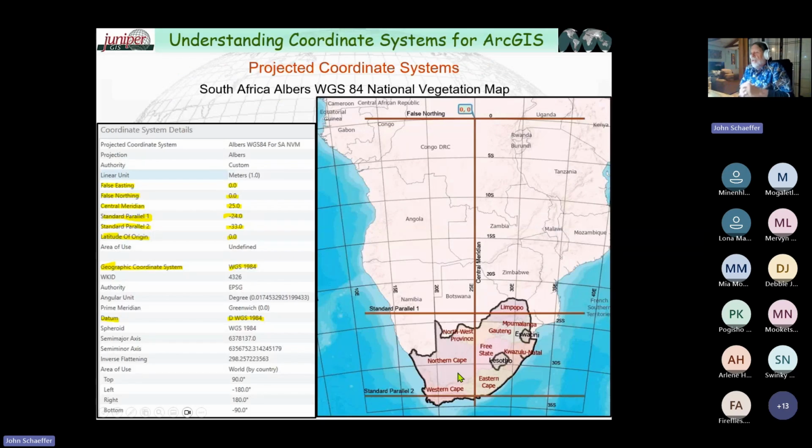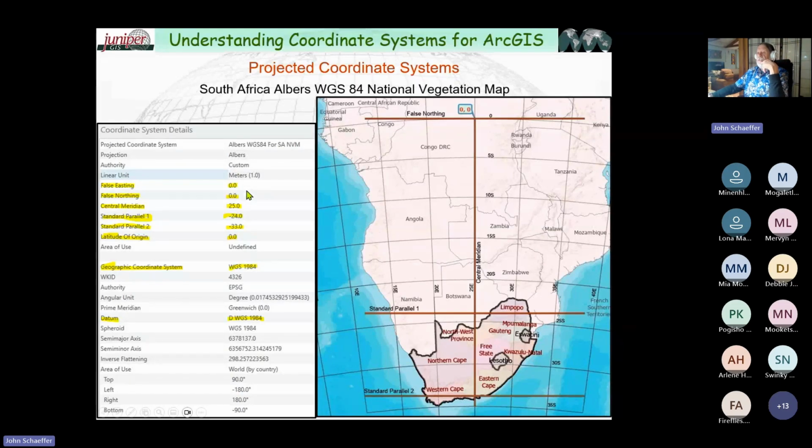And here is the South Africa Albers WGS 84 National Veg Map coordinate system that Debbie shared with me. I laid this out to show you how this works when you're laying that coordinate system flat. So let's look at some of the specifications. Projected coordinate system name, okay.